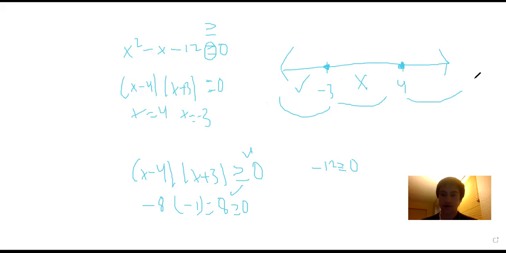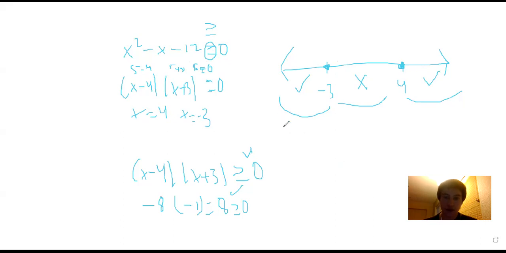Now we can test from 4 to infinity. Let's pick 5. So this is 5 minus 4 times 5 plus 3, which is 1 times 8. So we get 8, and 8 is greater than or equal to 0, so that also works. Now when we are writing our answer, we know that anything from negative infinity to negative 3 works, including -3. That's why we have the greater than or equal sign, because that includes that it works. And then from 4 to infinity.